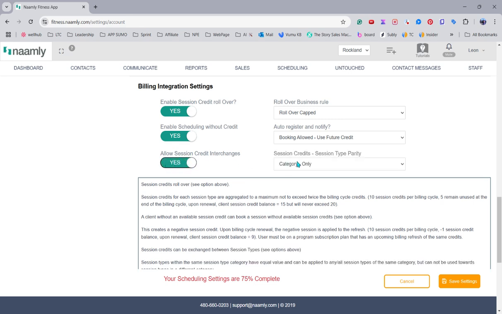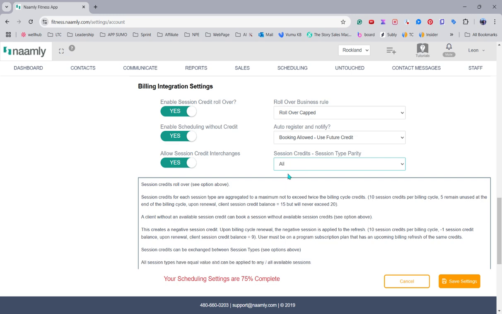No interchange at all. The next most restrictive is going to be, or sorry, less restrictive is going to be category only. So if we put boot camp and yoga as an example in a large group category, basically they can use boot camp for yoga or yoga for boot camp. They're interchangeable, but they could not use those credits for personal training because personal training is going to be in its own category, or it should be when you set it up. So that would be category only.